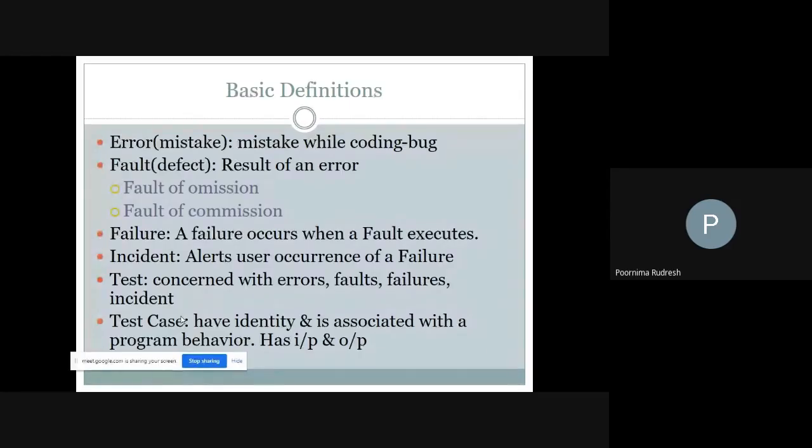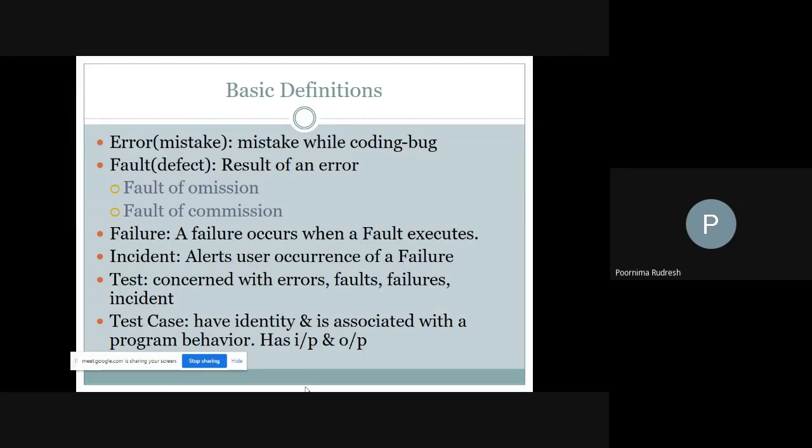So what is testing? Testing is the act of exercising software with test cases, and it has two goals. One is to find the failures, and the other is to show correct execution. Next we'll move on to the test case. So what is a test case? The test case has an identity and is associated with the program behavior.